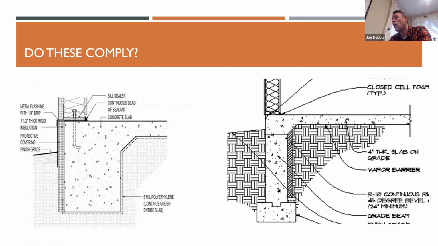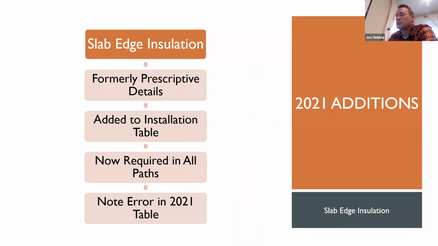And in 2021, this is not going to be allowed anymore. So on the right, you could still do performance path and comply. 2021, that detail is now no longer allowed. I mentioned the error in the table just to point out to you that you might read the table and see something different, but if you're trying to install your slab edge insulation according to the crawl space requirements, you're going to come into some trouble anyway. So keep that in mind.